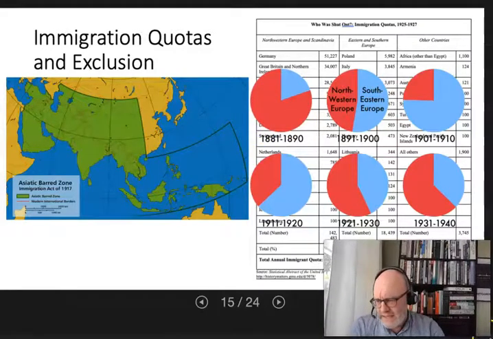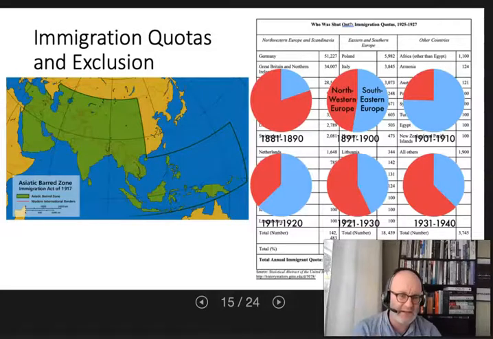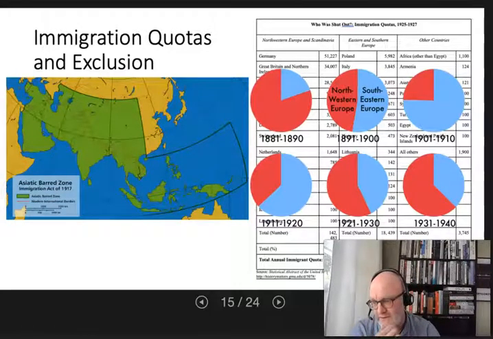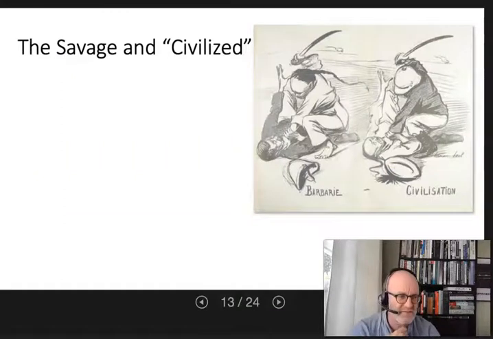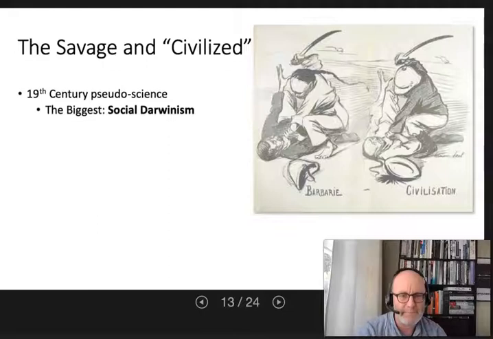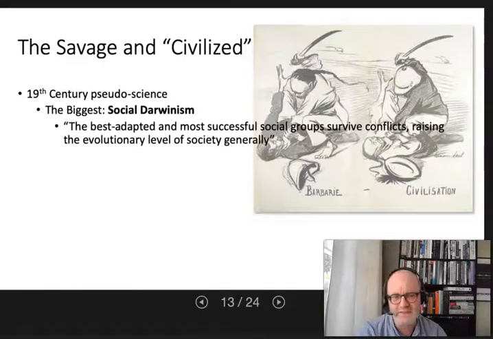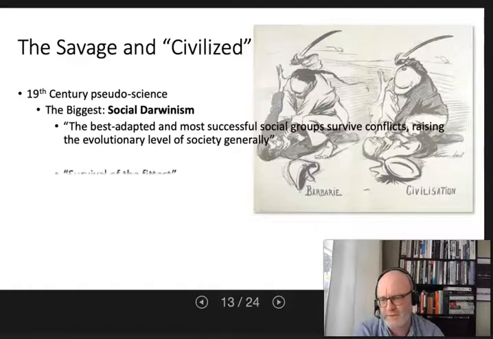The other main thing to talk about with respect to immigration in American history in the late 1800s and then into the early 1900s is pseudoscience and scientific racism. Social Darwinism is the biggest offender here, and this is basically like the best adapted, most successful, right? It's survival of the fittest.